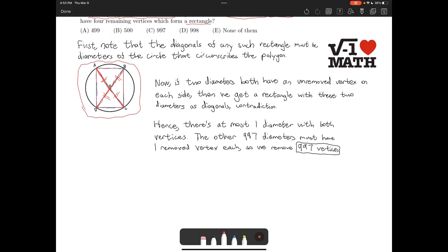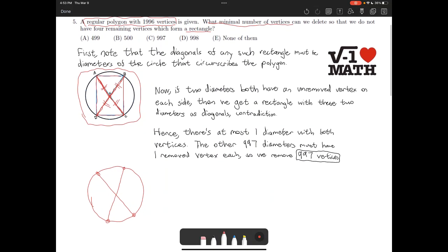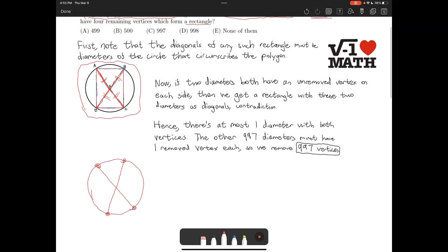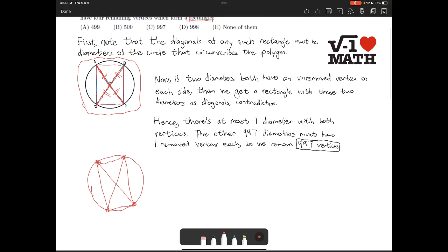Now, if two diameters both have an unremoved vertex on each side, so if we have in a circle two diameters, and all 4 points are points of the original regular polygon, and remember that we need to delete these points, but imagine that they're not deleted, okay? So 4 points that are not deleted. Then we have a rectangle, and rectangles are bad. So we don't want this. We want to have at least one diameter, in this case, that has a removed point.